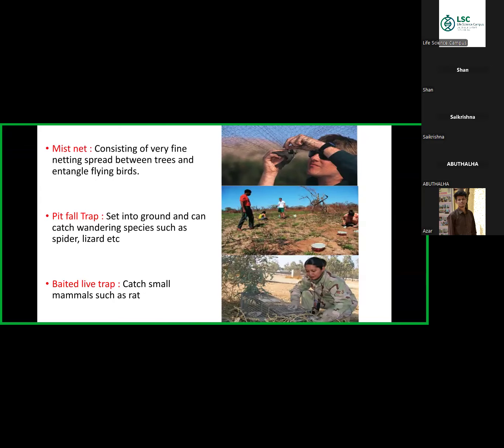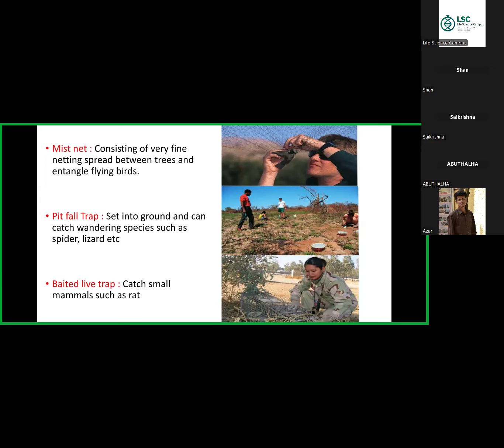Then pitfall trap. Pitfall trap is also for ground wandering species. So this pitfall trap is set into ground and can catch wandering species such as spider, lizard, etc. So pitfall trap is meant for ground wandering species.